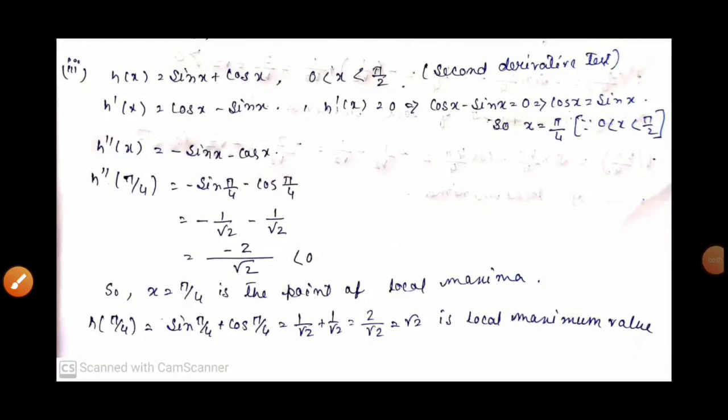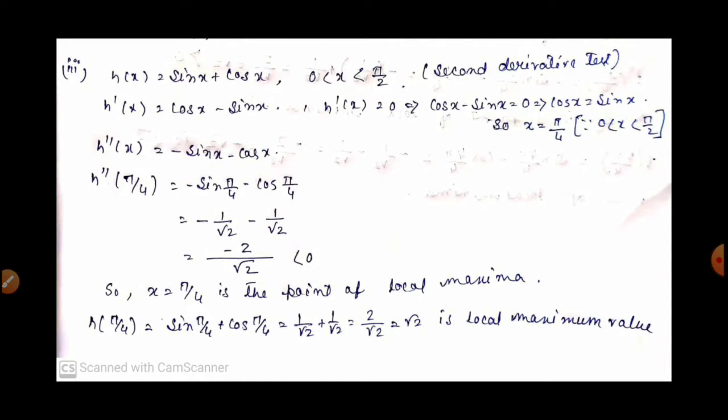Good morning everyone. Question number 3 of exercise 6.5 is given. Find the local maxima and local minima, if any, of the following functions. Find also the local maximum and the local minimum values as the case may be. So I am doing question number 3 and 4.